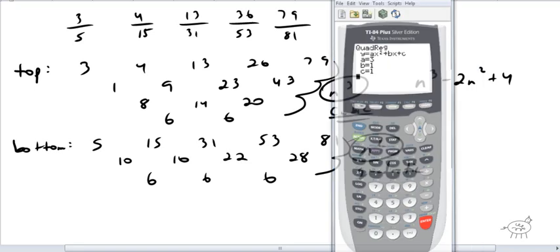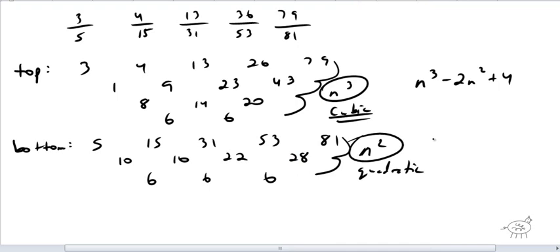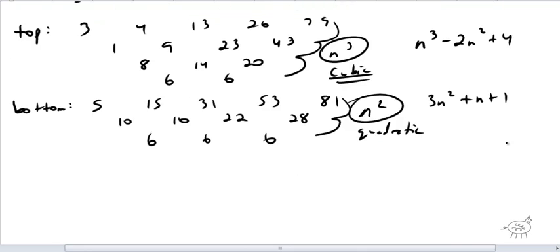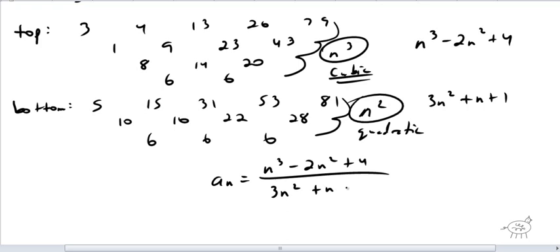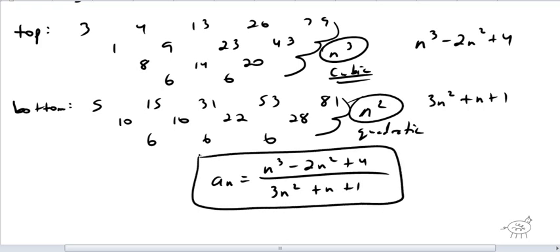So let me shrink this down here again. I'm going to write it in terms of n. It's 3n squared plus n plus 1. So my complete general term for the top and the bottom is a sub n equals n cubed minus 2n squared plus 4 over 3n squared plus n plus 1. Woo! That was a humdinger. So that is my general term. No splitting required.